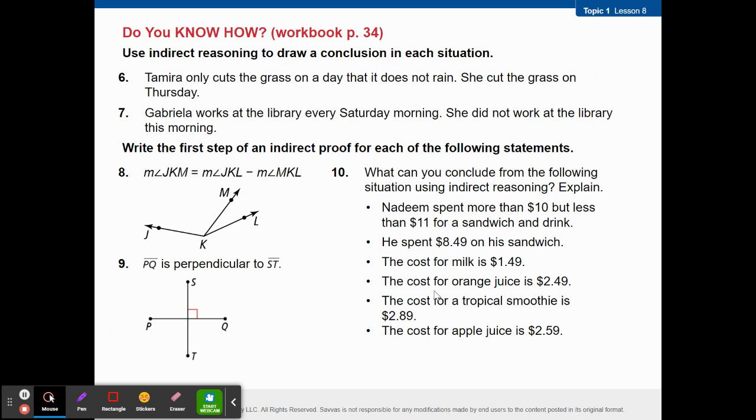Don't get too hung up on 8 and 9. Just think of it as: how do you negate that statement? How can you turn this equals that into a not? Or this is perpendicular to this into a not.